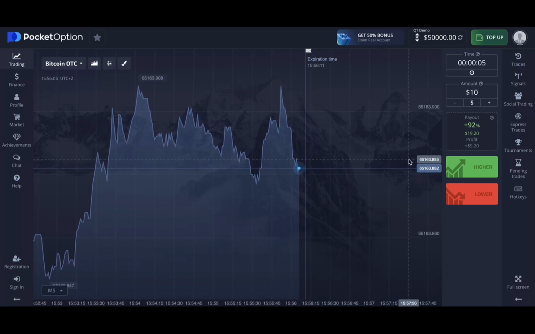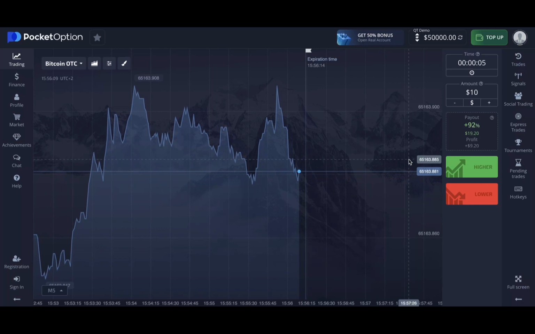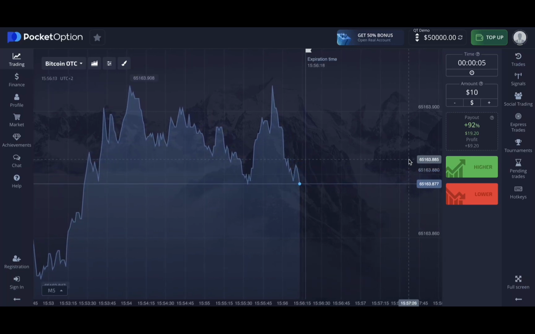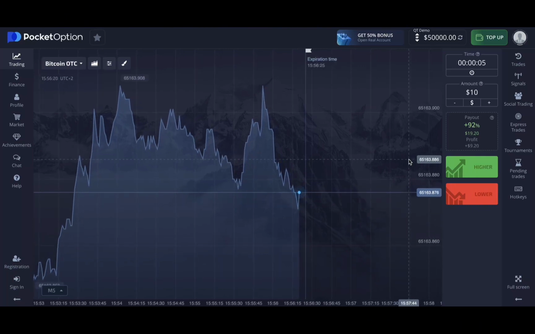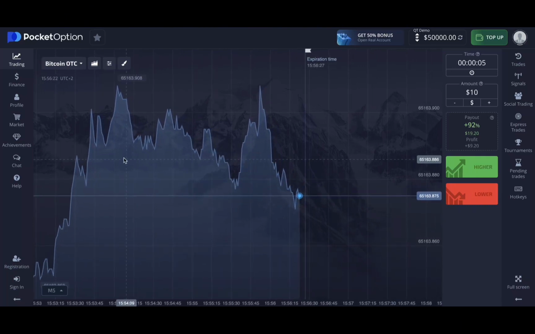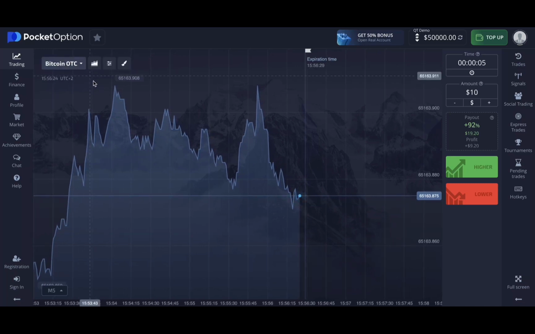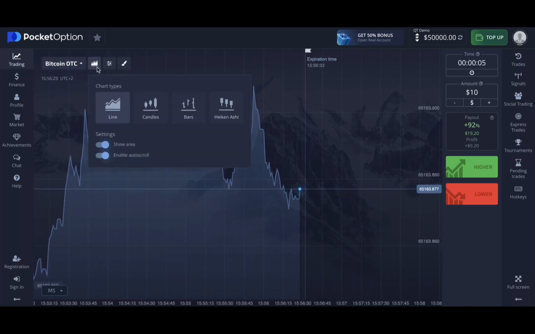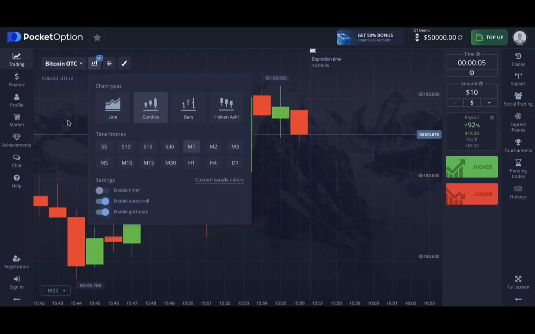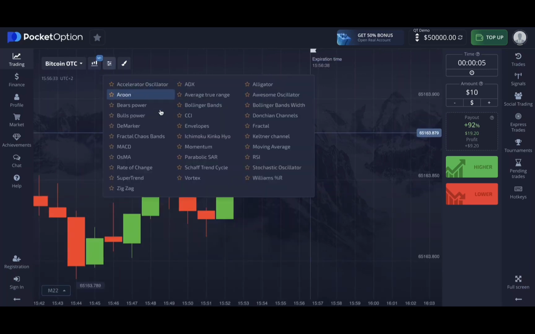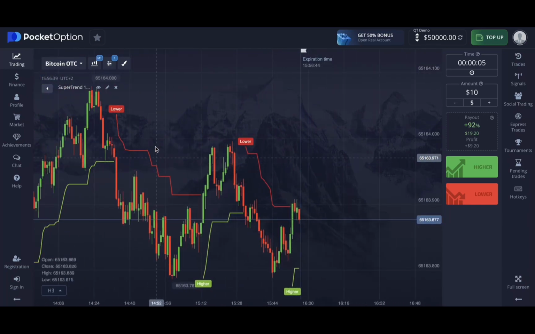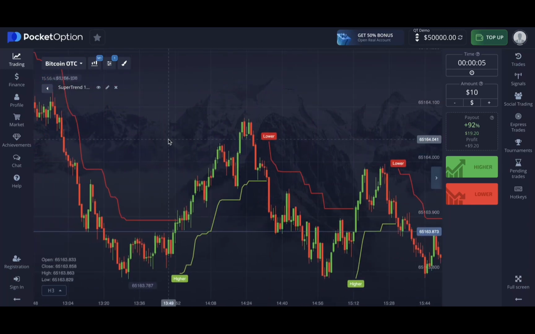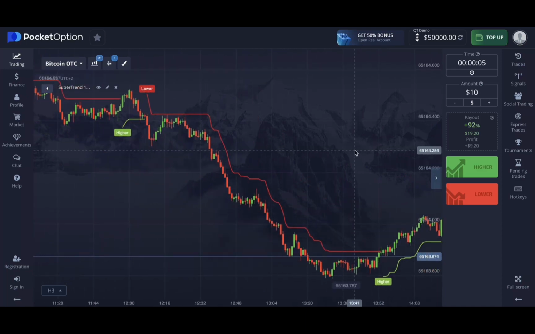Today we're going to review how the Supertrend indicator works and introduce a strategy to trade binary options using the Supertrend indicator. Alright, I'm on the Pocket Option platform right now, and as you can see, I'm on the Bitcoin chart. I will change the chart type to candles, and I can add the Supertrend indicator, which is right here. So let's begin by introducing the Supertrend indicator and see how it works.